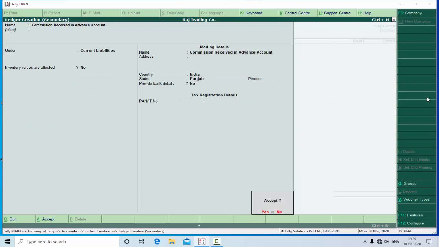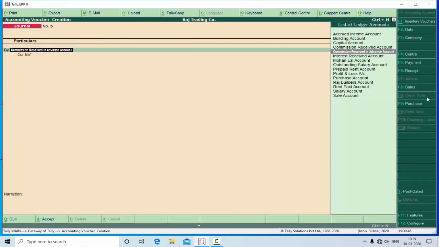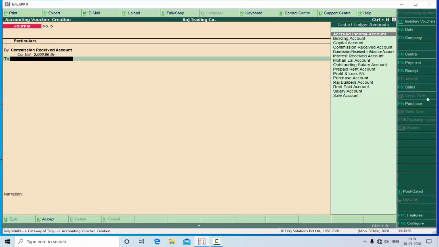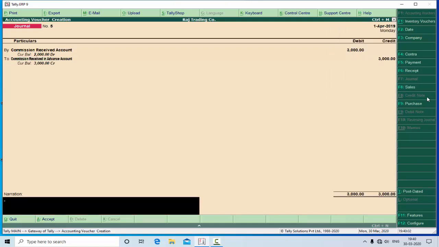I think you understand. And debit the commission account. Debit the commission received, meaning the income received in advance will be debited. The amount will be 3000, and credit the commission received in advance account. Enter the narration here: commission received in advance. I think you understand how to record this entry.